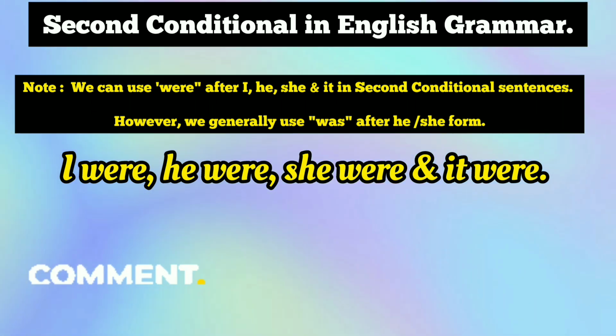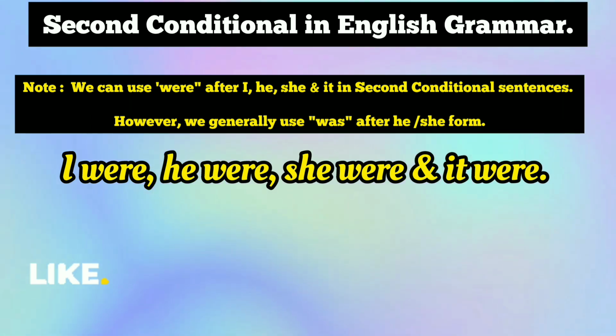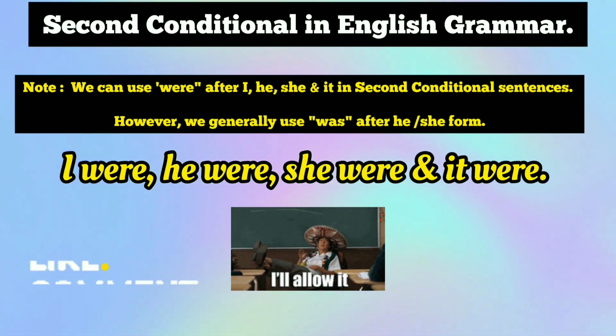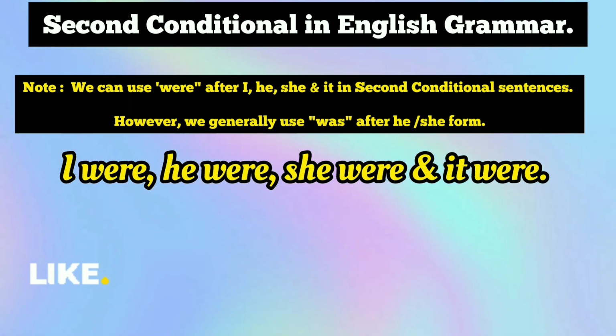But however, we generally use was after he or she. Generally we use was, but we can use were also. It is accepted and it is allowed in second conditional sentences. We can say she were or he were, and I were also we can say. But in case of he or she, we generally use was. So let me give you some examples.